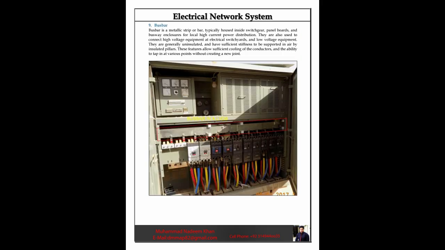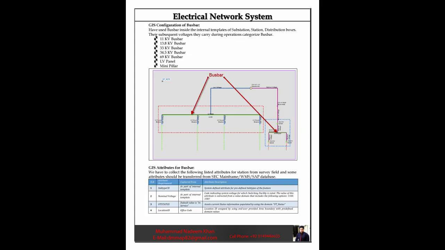9. Busbar. A busbar is a metallic strip or bar, typically housed inside switchgear, panel boards, and busway enclosures for local high current power distribution. They are also used to connect high voltage equipment at electrical switchyards and low voltage equipment. They are generally uninsulated and have sufficient stiffness to be supported in air by insulated pillars. These features allow sufficient cooling of the conductors and the ability to tap in at various points without creating a new joint.